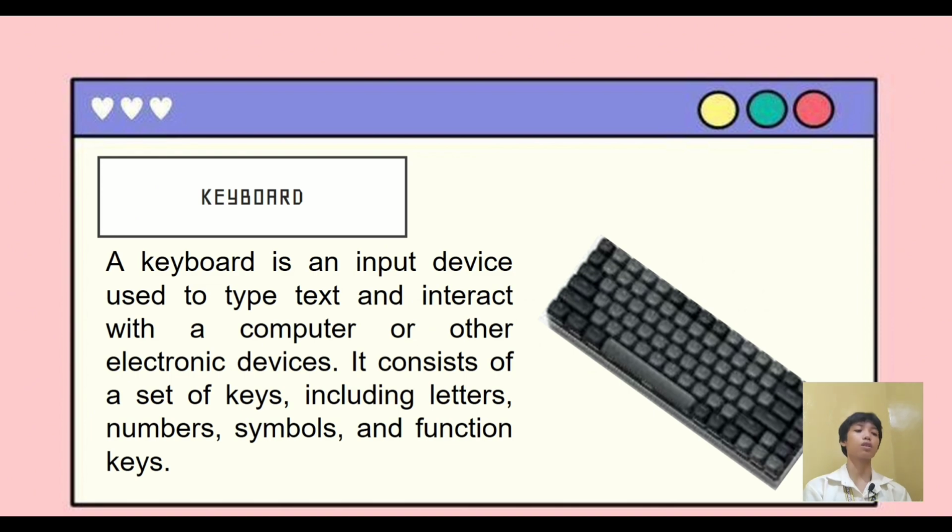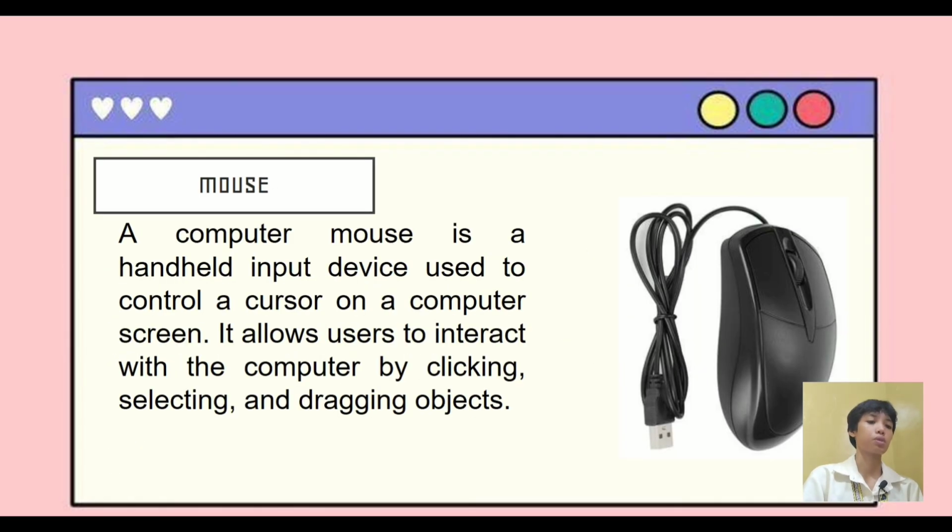We have here the keyboard. I know we already know what a keyboard is. We are using this one in typing text in a computer. It includes a set of keys: letters, numbers, symbols, and functions. So we already know this one, as well as the mouse.